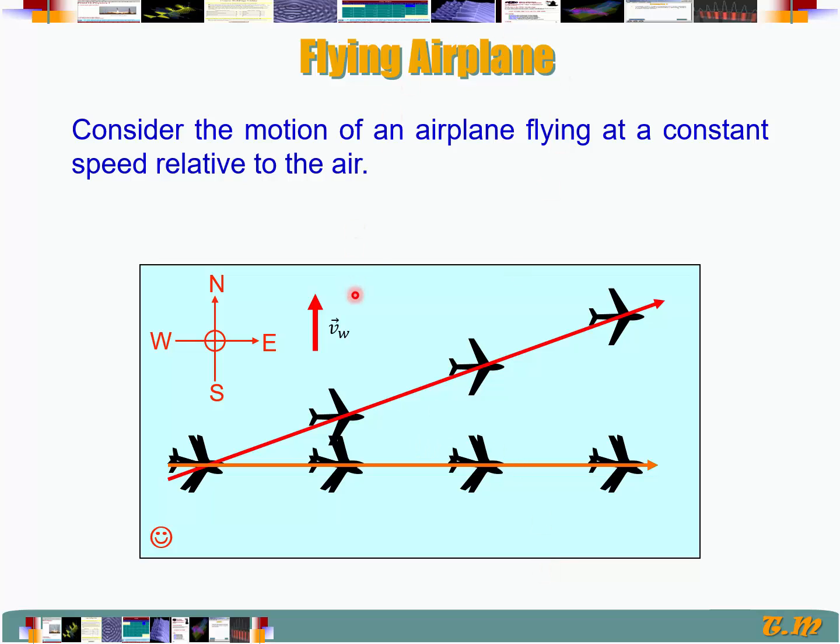Similarly, an airplane flying, if there is wind, so the velocity of the airplane relative to ground is going to be the velocity of the airplane relative to wind plus the velocity of the wind relative to ground. That's the way we should deal with it.